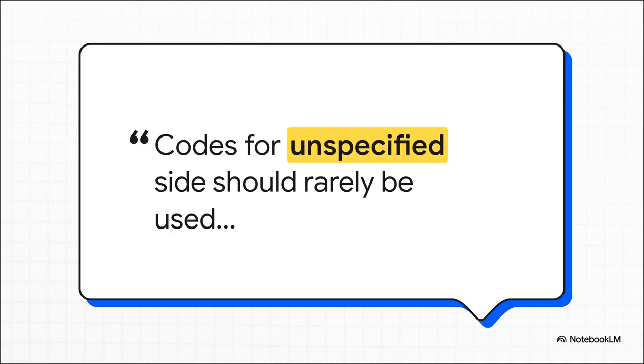Now, what's really interesting about this is this direct quote straight from the CMS ICD-10-CM official guidelines. It says codes for unspecified side should rarely be used. In the coding world, that unspecified laterality digit is usually a 9. And let me tell you, insurance algorithms are aggressively hunting for it. They track and target these unspecified codes like you wouldn't believe.